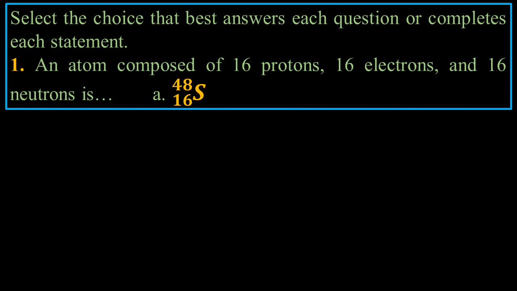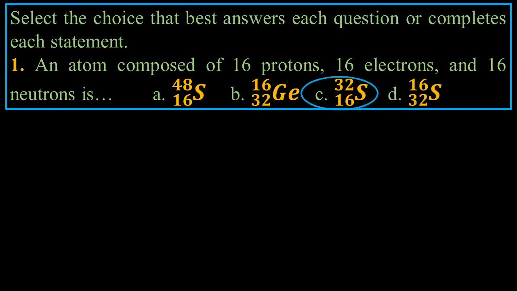16 protons. But would it be A? 48's a little weird, huh? So it would have to have 16 in the denominator, which A does. But 48, is that correct? What would be the mass number of sulfur? Isn't it the protons and neutrons? So it's definitely not B. It's either A or C. That's obvious because of the 16. So let's see. What would 16 protons and 16 neutrons be? 32. So the answer would be C.